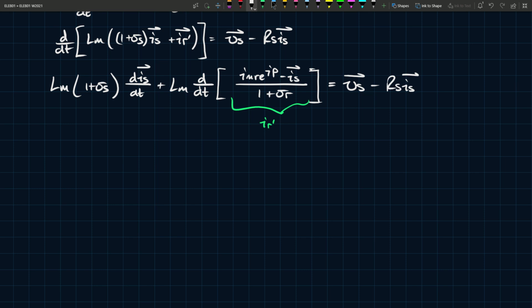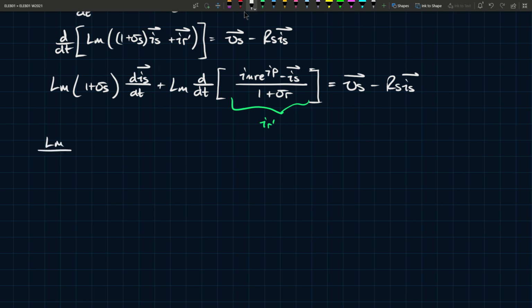Next, what we can do is simplify this. We can rearrange it. We can make things look a little more pleasing, if there is such a way to do so with such an equation.